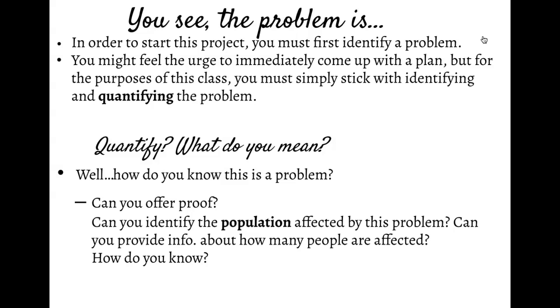So quantifying is a key term that I will use frequently in the course. And quantifying is basically offering proof that the problem exists. And you can do that in a lot of different ways. One way is identifying the population affected by the problem. Do we have stats on them? Can you provide info about how many people are impacted? And how do you know?